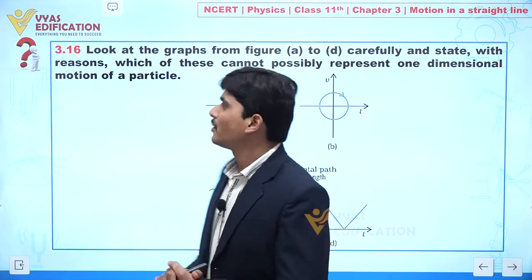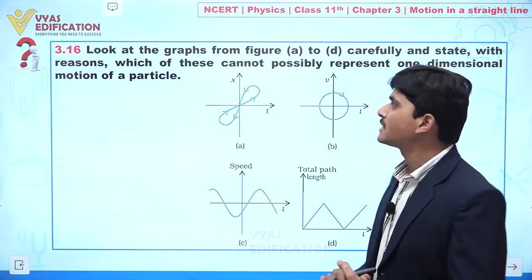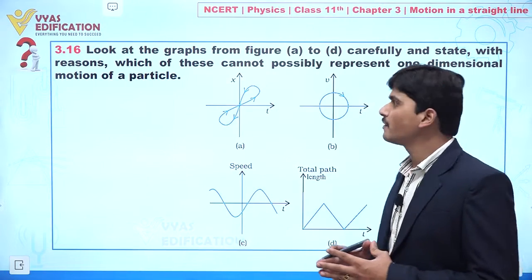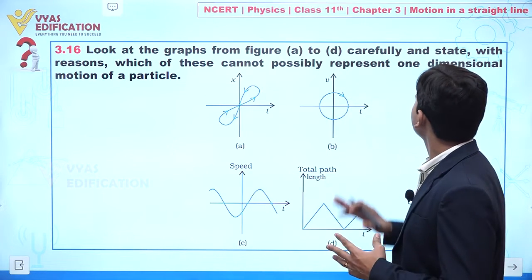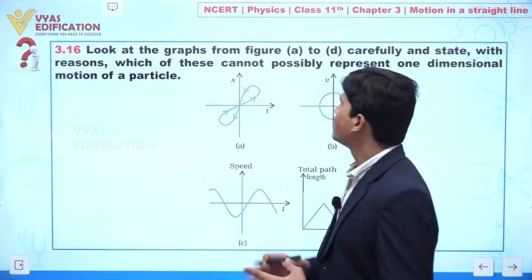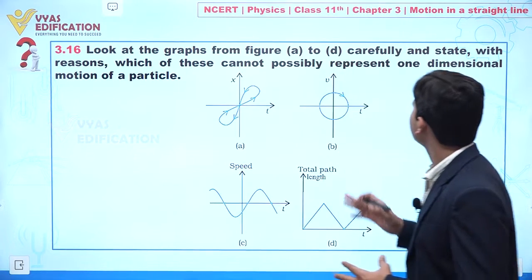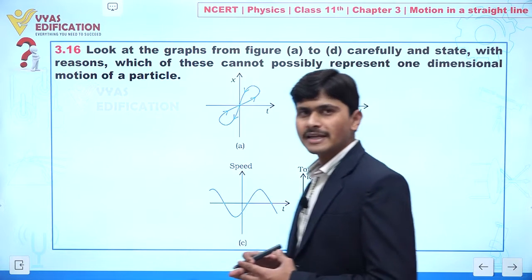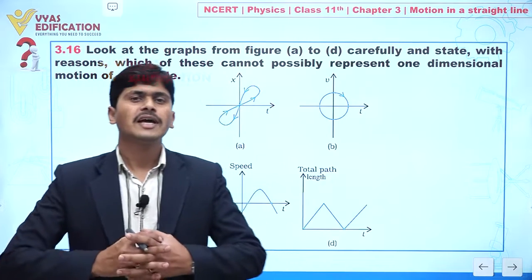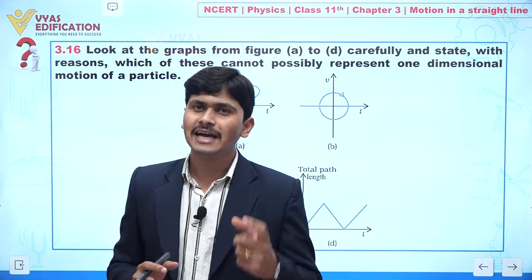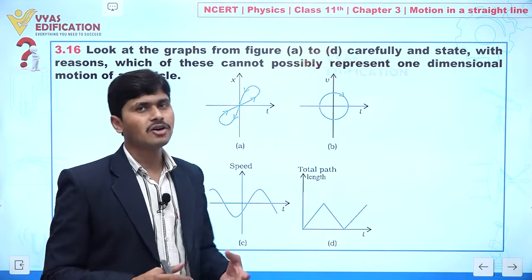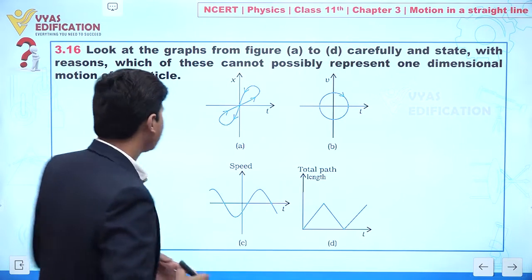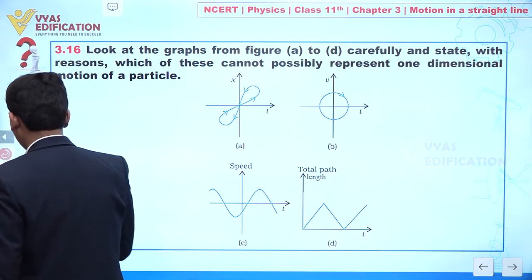Now dear student, we are going to discuss question number 3.16, and in this question it is given to you, look at the graph from figure A to D carefully and state which of the following cannot possibly represent one dimensional motion of a particle. Clear? So my dear student, we are going to analyze each and every graph and try to understand which graph is possible and which one is not. Clear? So now concentrate on the screen.